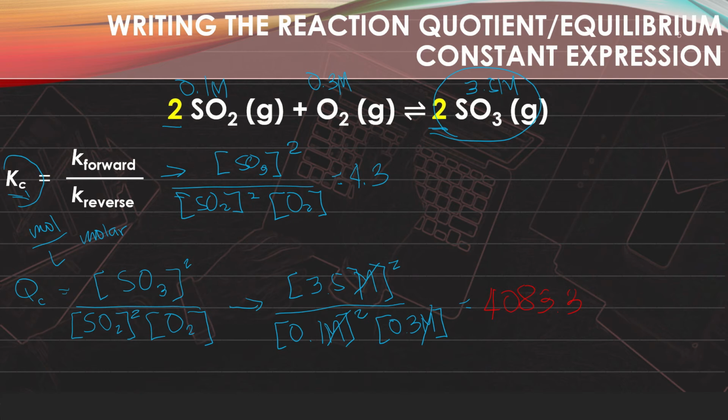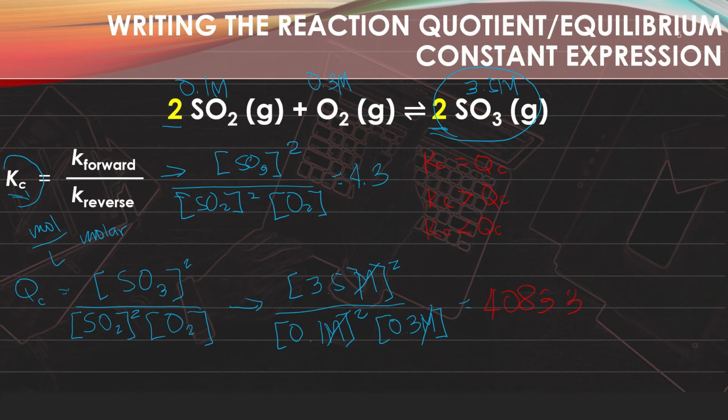Now there are three possibilities. So it could either be K is equal to QC. So ibig sabihin na kung ang ating reaction rate constant, which is K, is equal to our reaction quotient, which is QC, ibig sabihin our reaction is at equilibrium. The other two are if KC is greater than QC, or if KC is lesser than QC, which is our example here, na mas mataas si QC as compared kay KC.